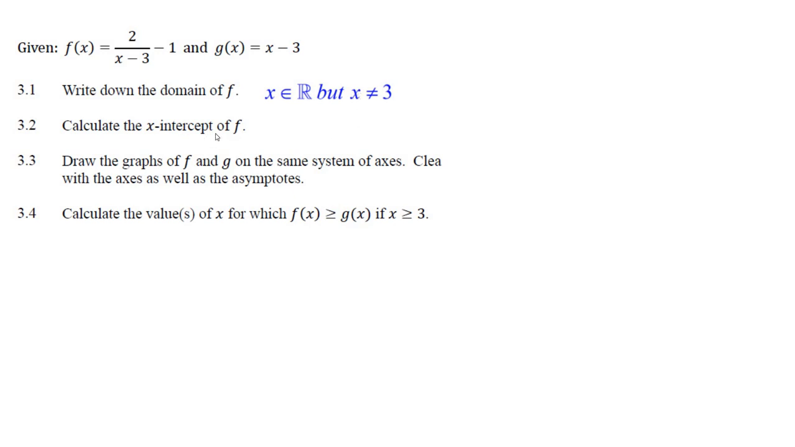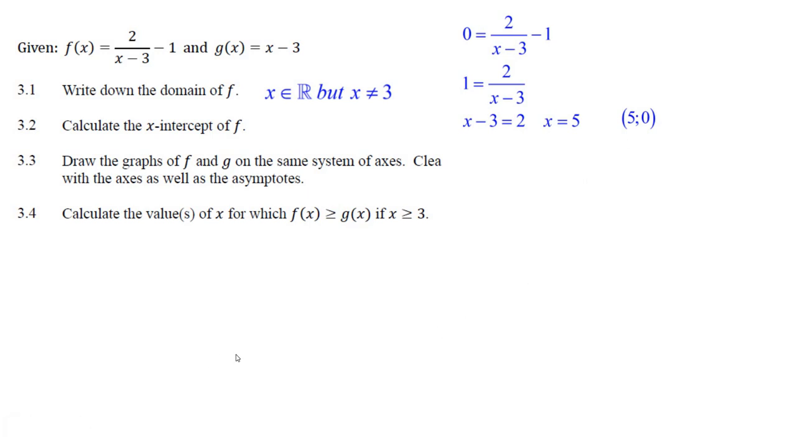Calculate the x-intercept of f. Well, all you have to do is let y equal 0 and solve it. I just add 1, then multiply by x minus 3, then add 3, x equals 5. Well, that makes sense because 2 divided by 2 would be 1. 5 minus 3 is 2. And 1 minus 1 is 0, so it's true. So 5 and 0 is the coordinates of the x-intercept.